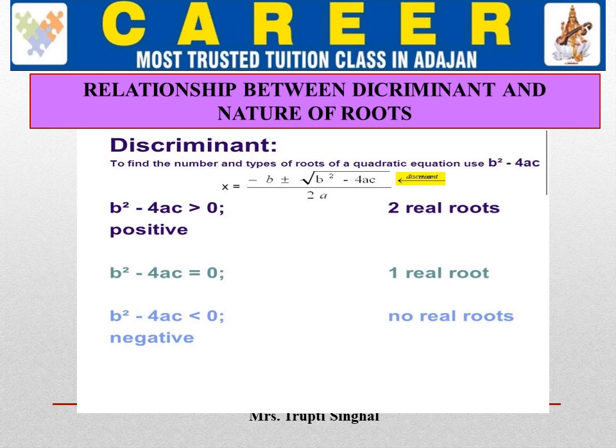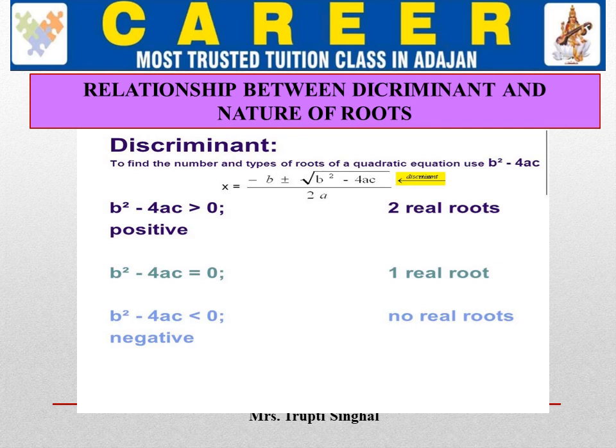So one real root. And the third point is b square minus 4ac is less than 0, that means it's negative. Suppose we find b square minus 4ac and get minus 18 or minus 20, that means it is less than 0. So there does not exist any real roots; the roots are imaginary. In this chapter we don't need to find imaginary roots. We just write this one sentence: there does not exist any real roots.